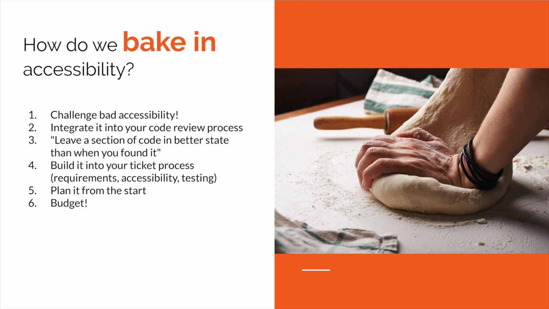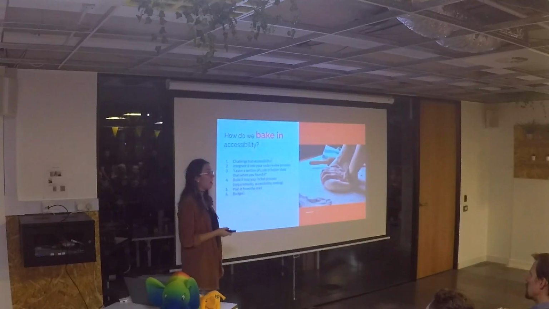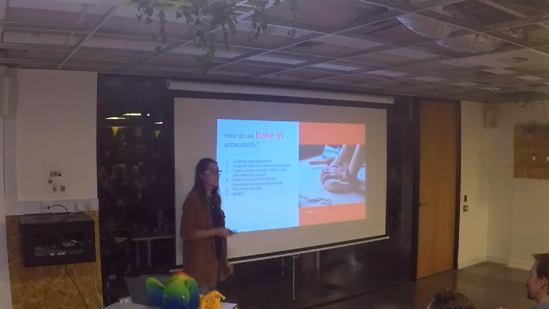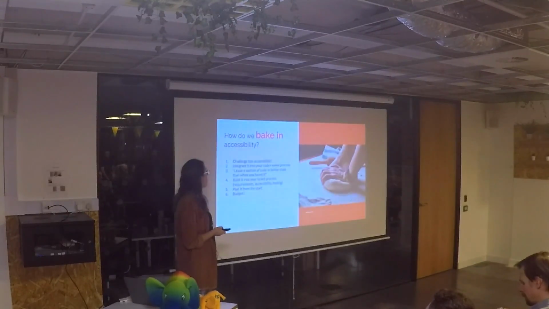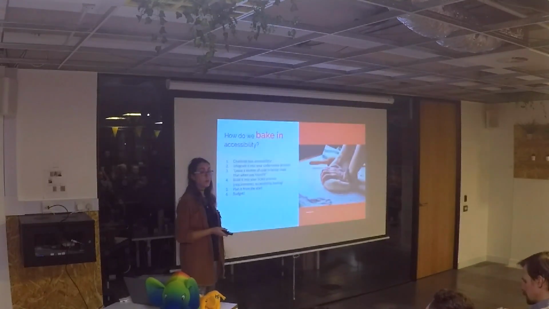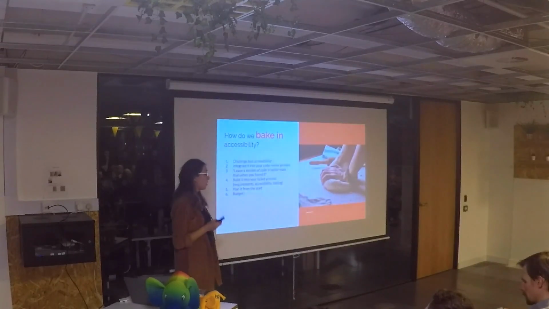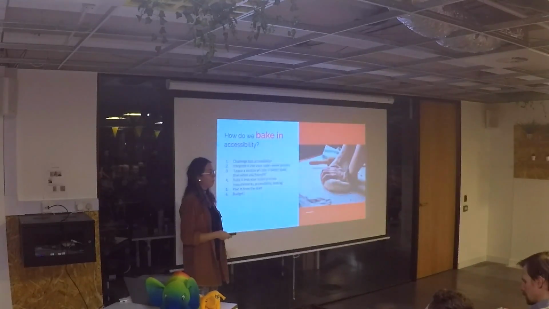So how do we bake in accessibility to your web application? I think the first most important thing is to challenge bad accessibility, and that starts at home. It starts with yourself. So just going through your own website and thinking, is there anything that I can do to improve this? Integrating it into your code review process. So hopefully most of you here do code reviews, I hope. So just calling out bad practice and accessibility when you're reviewing code.